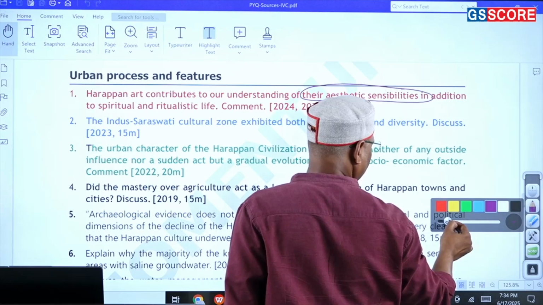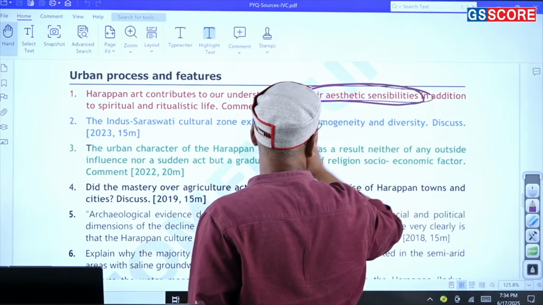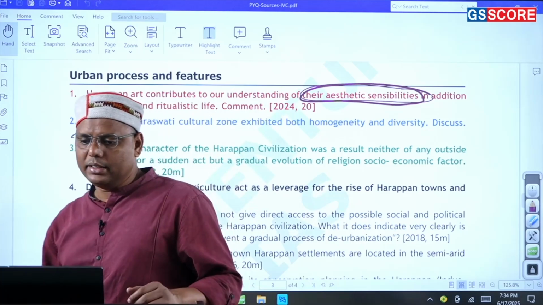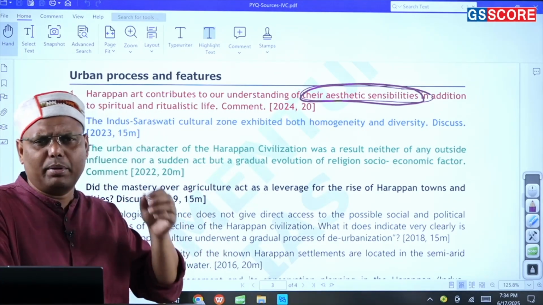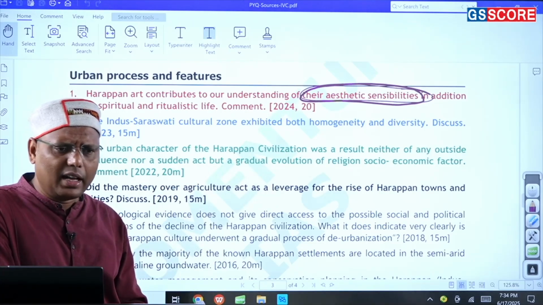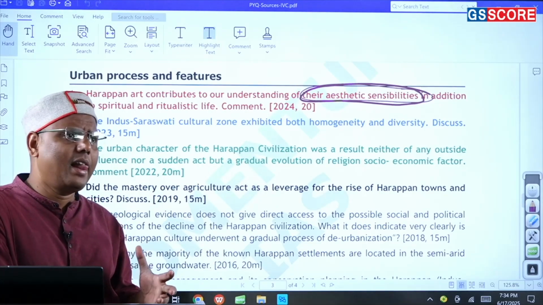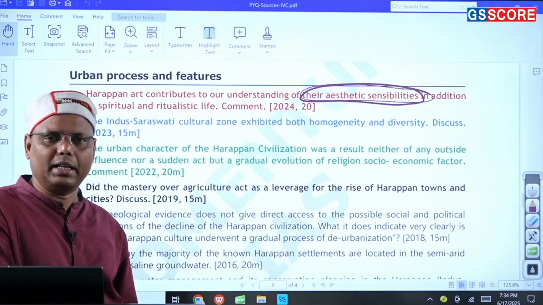Their aesthetic sensibilities, right? This is what has been asked. Now, it is a debate, right? That is why this question has been asked. Now, we may prepare the Harappan art. Yes, they have been making images. They have certain architectural patterns. They have so many other things. Okay, bronze, jewelry, we know all that, okay.